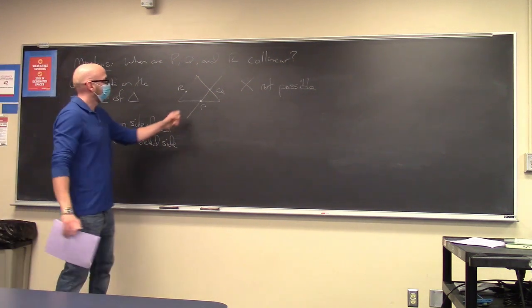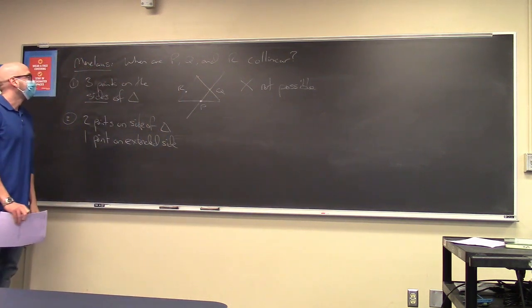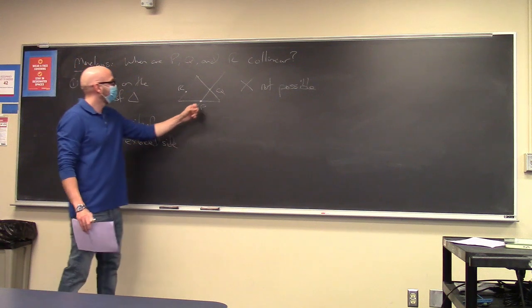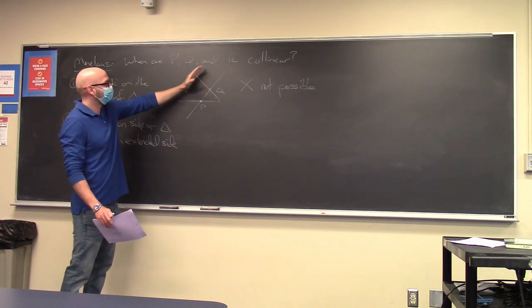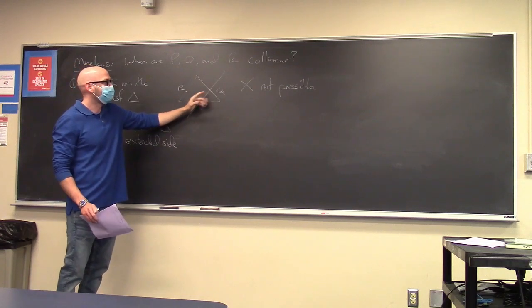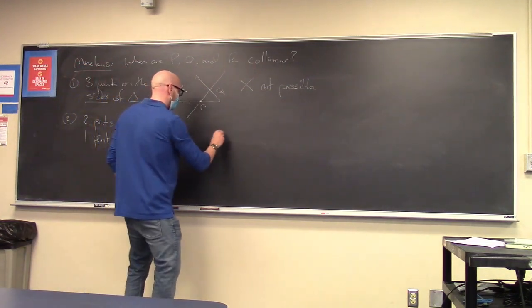The situation I've drawn up here is about the only way you could possibly fail, because I've chosen P and Q so that this line PQ is roughly, it looks like, parallel to this side of the triangle. As long as you choose P and Q so it's not parallel, then we can choose R so that it's collinear.